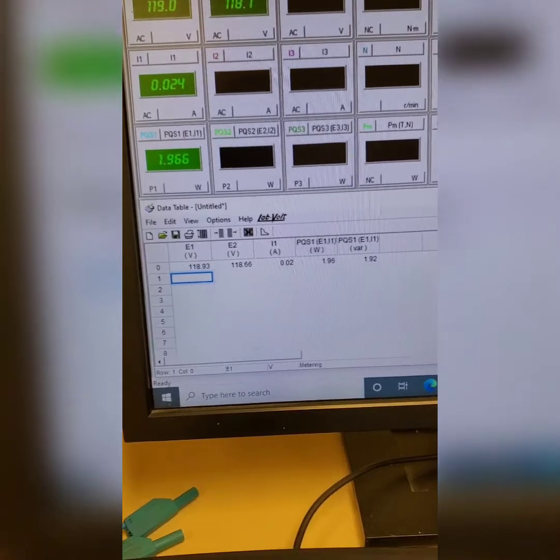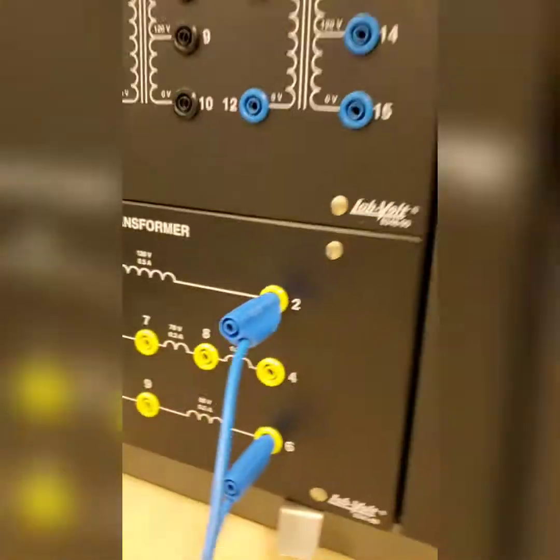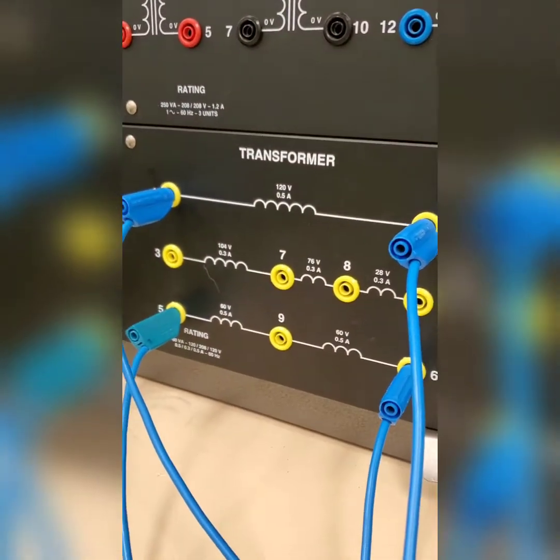You may notice that these results are incredibly boring. That's because the coil values are the same on either side of the transformer.